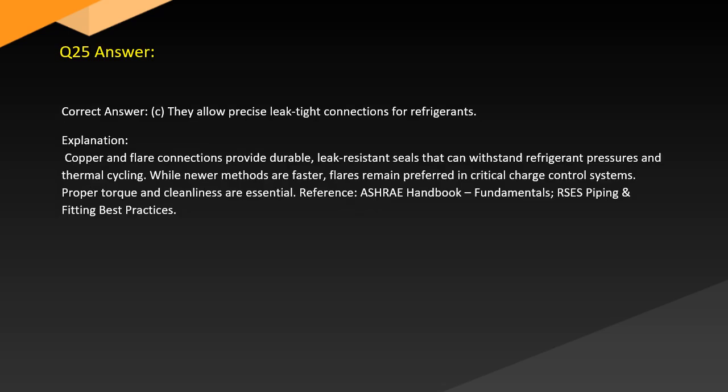Answer. Correct answer: C. They allow precise leak-tight connections for refrigerants. Explanation: copper and flare connections provide durable leak-resistant seals that can withstand refrigerant pressures and thermal cycling, while newer methods are faster, flares remain preferred in critical charge control systems. Proper torque and cleanliness are essential. Reference: ASHRAE Handbook, Fundamentals; HRC's piping and fitting best practices.